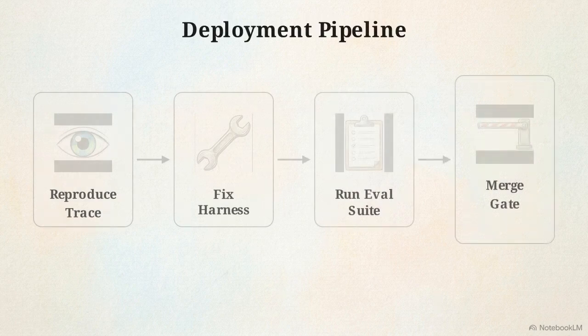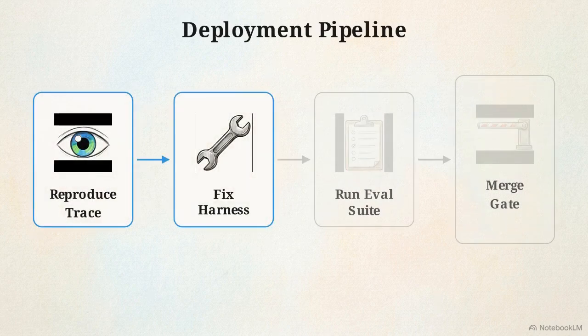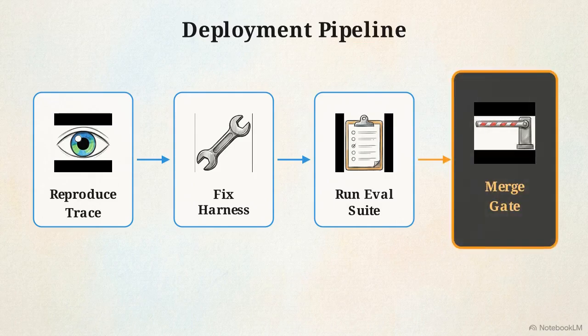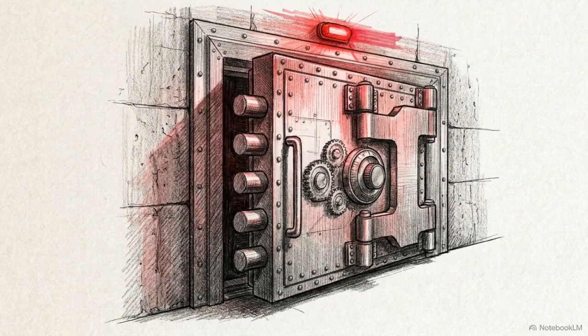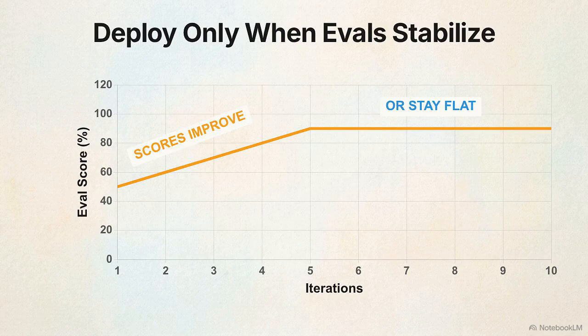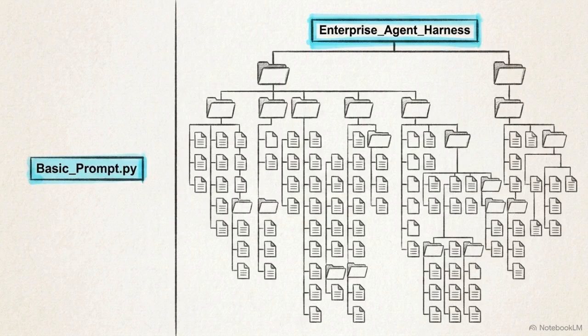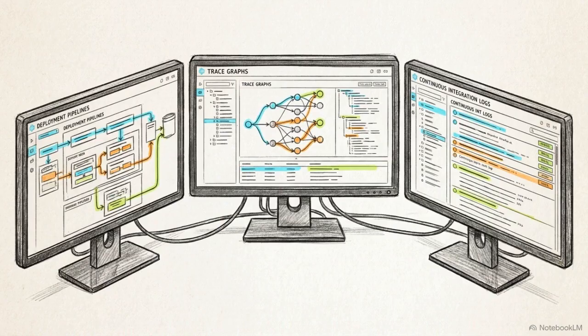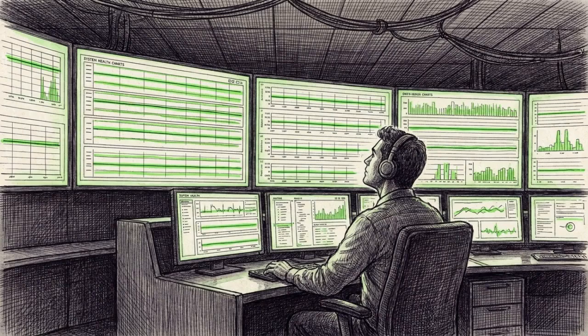This chart depicts the mandatory deployment pipeline for non-deterministic software. You reproduce the trace, fix the harness, run the eval suite, and approach the merge gate. The unbreakable rule of the merge gate is simple: never ship code based on a feeling. You only deploy to production if your automated eval scores improve or stay completely flat. Achieving true AI autonomy is not about waiting for a smarter model to be released. It requires building a rigorous, observable harness that makes a non-deterministic engine safe, useful, and ready for continuous iteration.